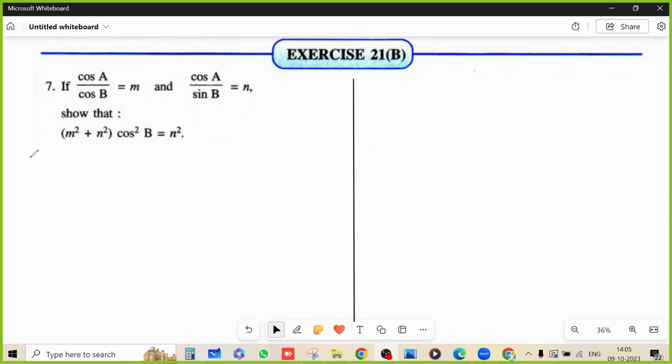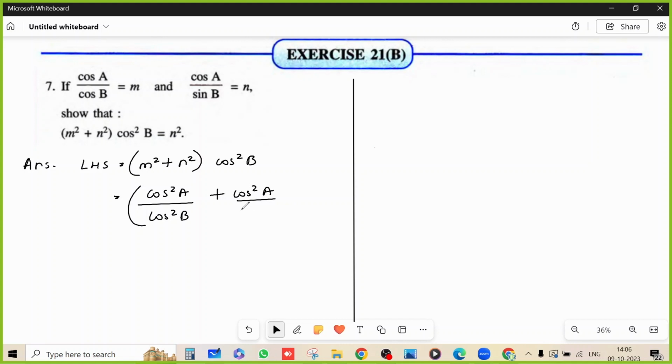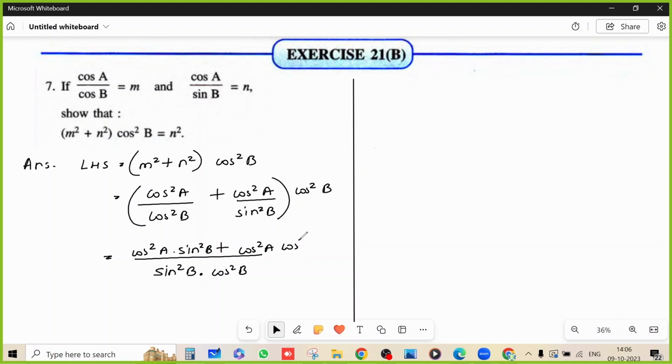In question number 7, again we will begin with the left hand side, which is given as m square plus n square into cos square B. The values of m and n are given in the question, so we will put that now. So this will become cos square A divided by cos square B plus cos square A divided by sine square B into cos square B. Now we will cross multiply and also find the LCM. So the LCM is sine square B plus cos square B. The numerators will become cos square A into sine square B plus cos square A into cos square B.